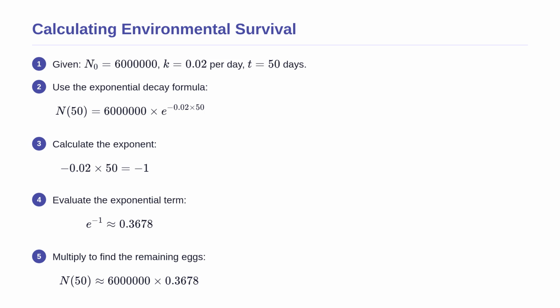Substituting our values, we get 6 million times e raised to the power of negative 0.02 times 50. Multiplying the exponent terms gives us negative 1. The mathematical constant e raised to the power of negative 1 is approximately 0.3678, meaning about 36.8% survive. Multiplying this by 6 million gives a final answer of approximately 2,206,800 viable eggs. This physically means that even after nearly 2 months, over 2 million eggs are still capable of infecting a new host.